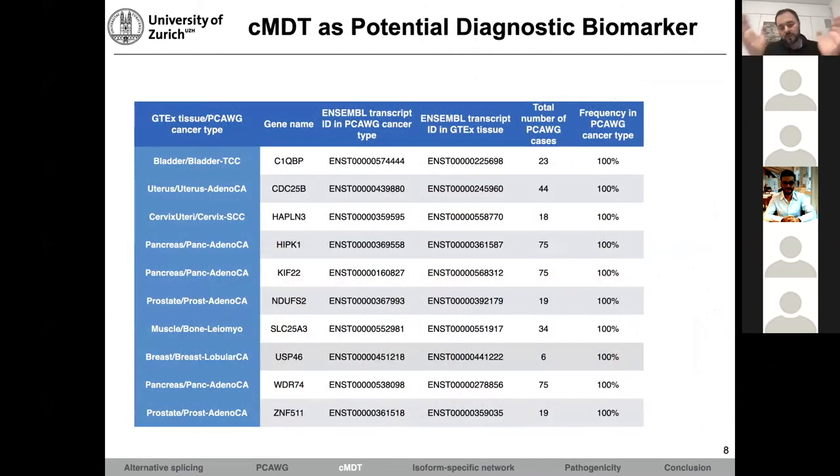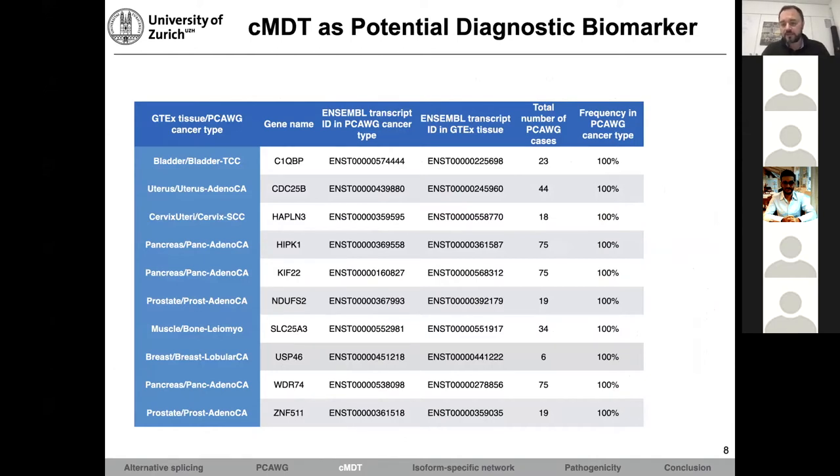From all those CMDTs, 10 really stood out. I'm listing those 10 here because they were not only cancer-specific transcripts that were not observed in normal tissue, but they were also observed in all of the cancer samples that we analyzed. So really 100%, all of the samples that we analyzed had this isoform that was not found in normal conditions.